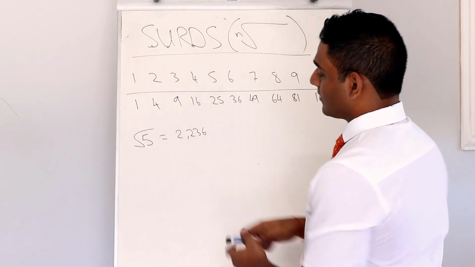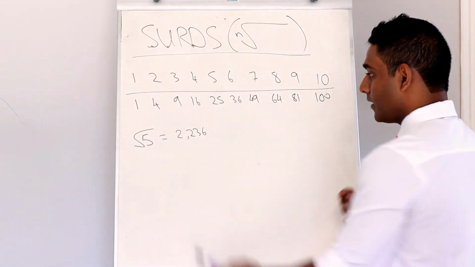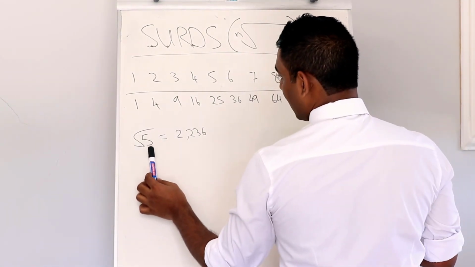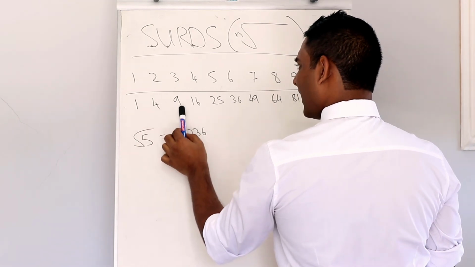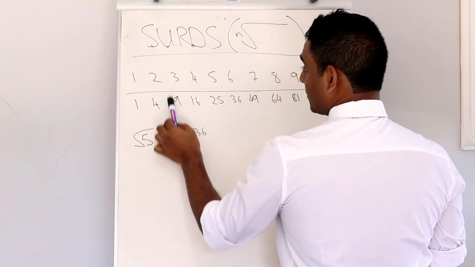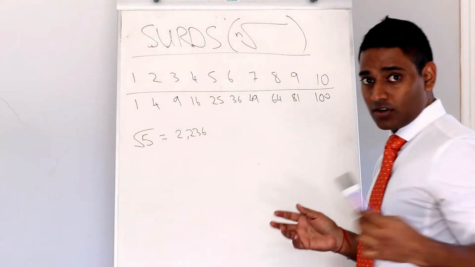But now if I just look at the surd without even using the calculator, it says the square root of 5. I look at where 5 lies: it's between 4 and 9. So the integers it must lie between are 2 and 3. That's the sort of concept we're going to use here.